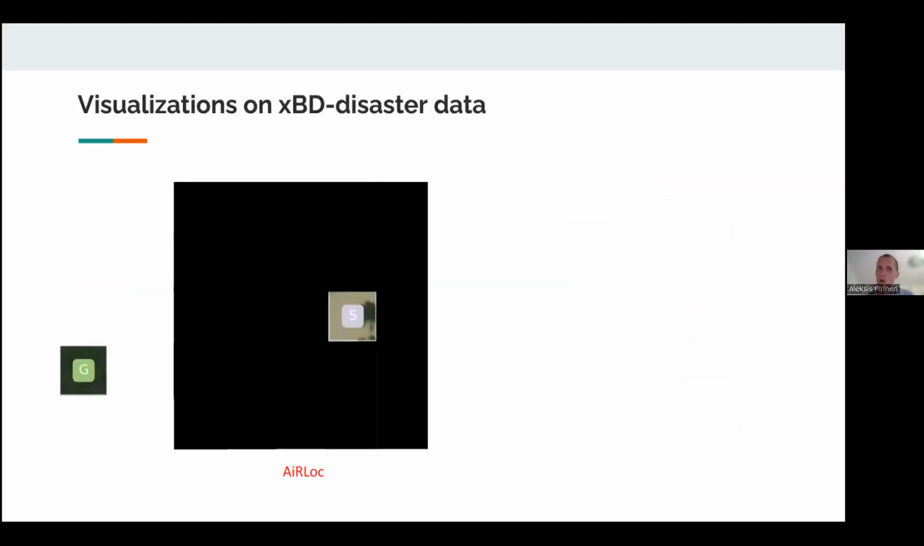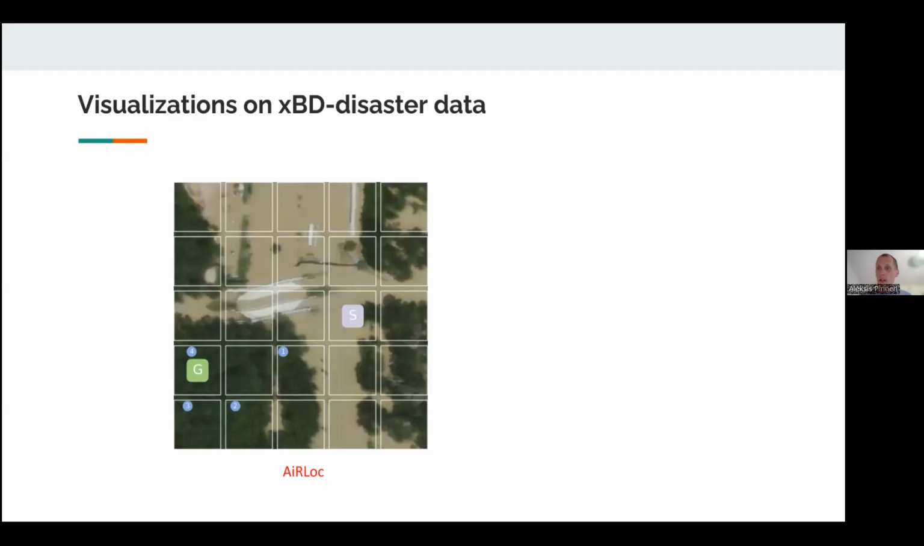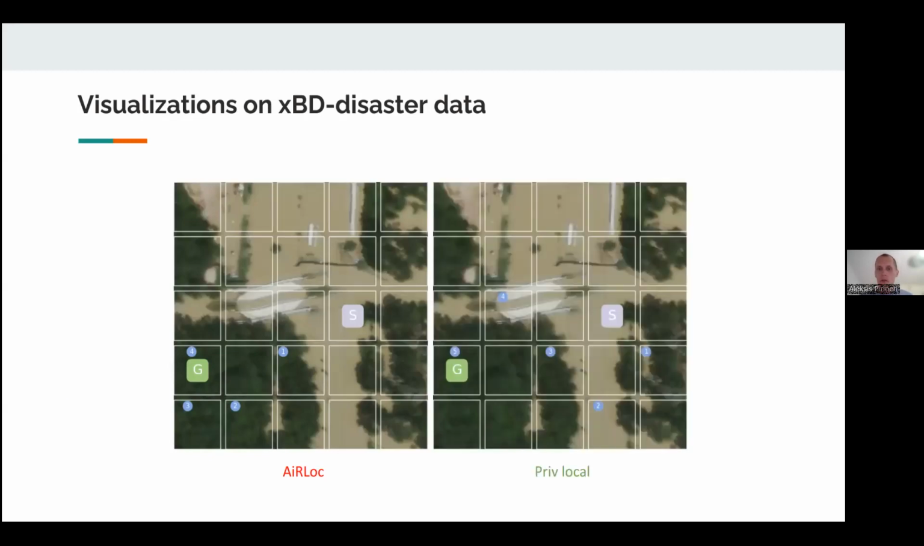Moving on to some visualizations on a disaster dataset called the XPD disaster. So here we have top view imagery of different areas after different types of disasters. This is a flooding scenario where the airlock model is located here. It's given this type of goal observation, takes a first movement, probably fairly randomly, and then it sees quite a bit of this green forest area, and it decides to move further in that direction, and eventually finds the goal location in 4 steps. And this was the underlying scenario. Priv local, on the other hand, is also successful, but it's doing it a bit more slowly, so in 5 steps instead of 4.